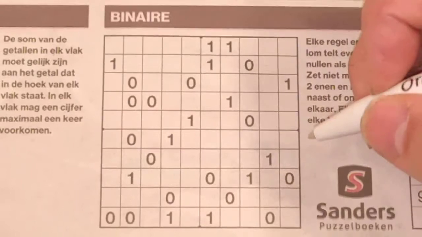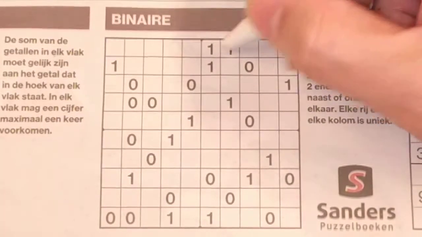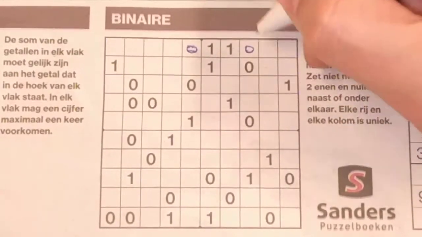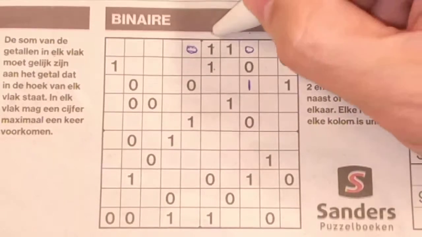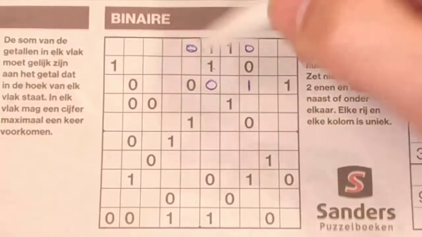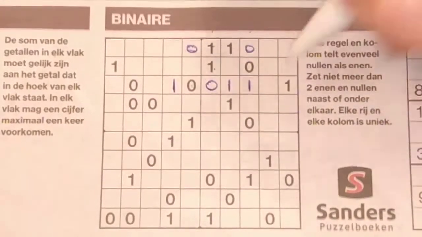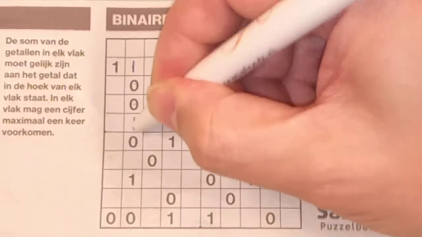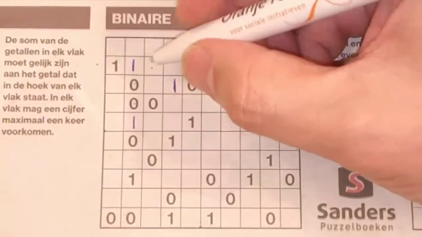So let's get started. Alright, we have a double 1 here, and O, then O. A double O here, and 1, then 1. A double 1 here, and O, then O. A double O here, and 1, then 1. A double 1 here, and O, then O.